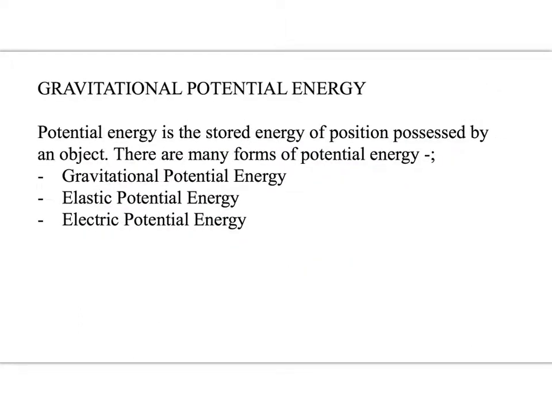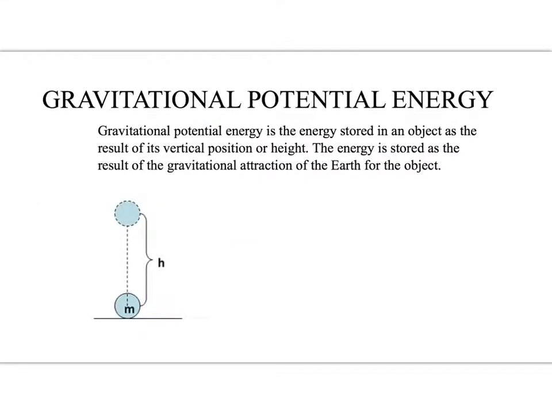The second type of mechanical energy is the gravitational potential energy. Potential energy is the stored energy of position possessed by an object. There are many forms: the gravitational potential energy, the elastic potential energy, and electrical potential energy. Gravitational potential energy is the energy stored in an object as the result of its vertical position or height. The energy is stored as the result of the gravitational attraction of the Earth for the object.